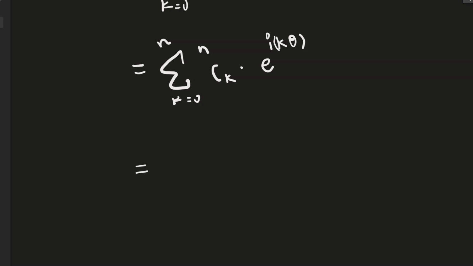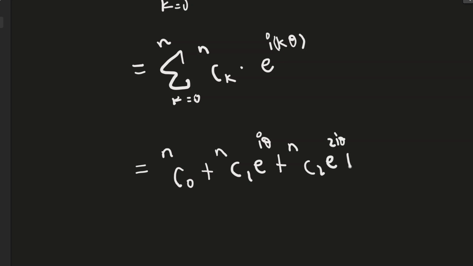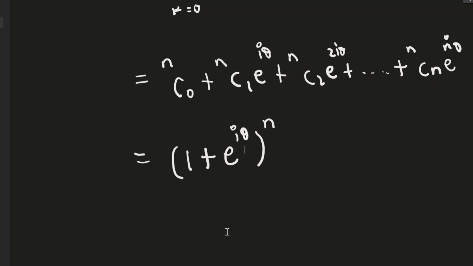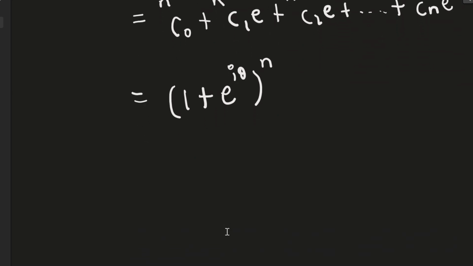And if you carefully observe, this is nothing but an expansion of 1 plus e to the power iota theta. If you're not able to observe it, you can expand this and see, like we get first term as n choose 0 plus n choose 1 e to the power iota theta and n choose 2 e to the power 2 iota theta and so on up till n choose n e to the power iota n theta. So this is nothing but the binomial expansion of 1 plus e to the power iota theta to the power n. And now we have simplified our problem.